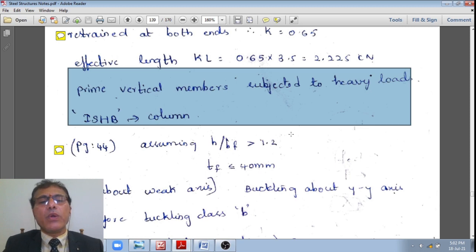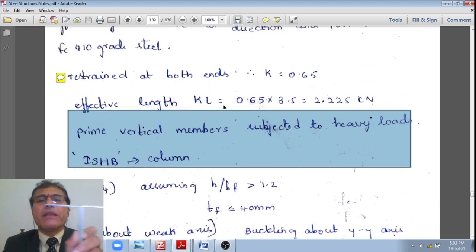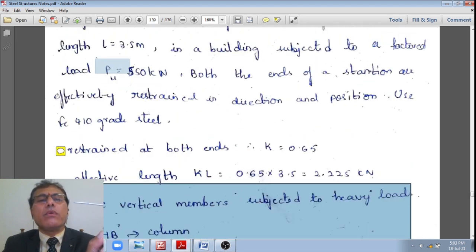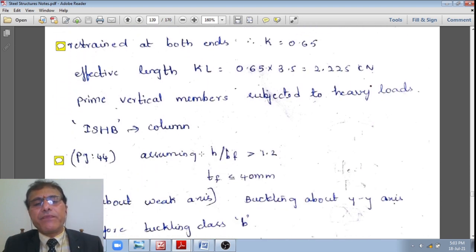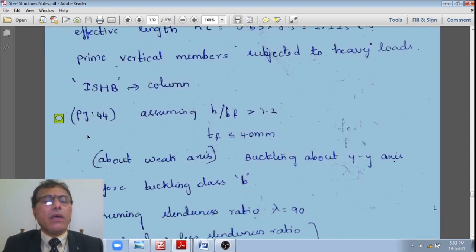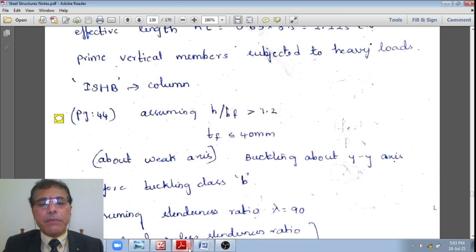However, it is a prismatic vertical member subjected to heavy loadings. Therefore, I'll propose an I-section to carry this much ultimate load, 550 kilonewton. For which I'll go to page number 44, table 10, student. Let me go to that.